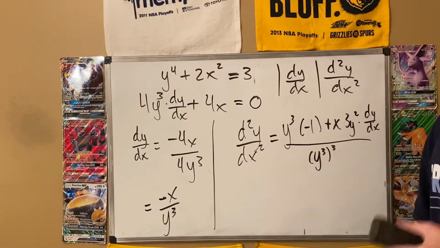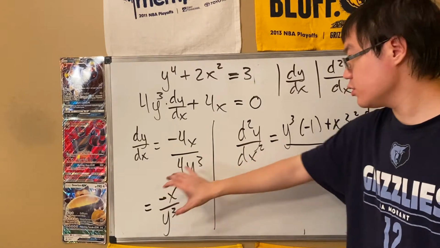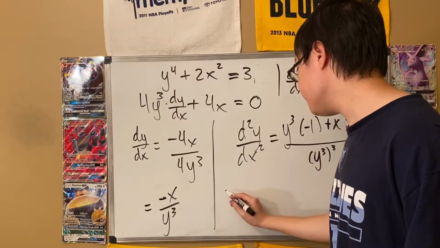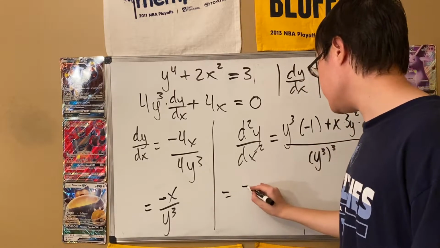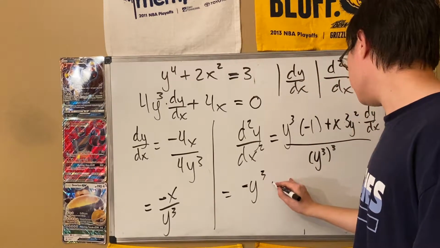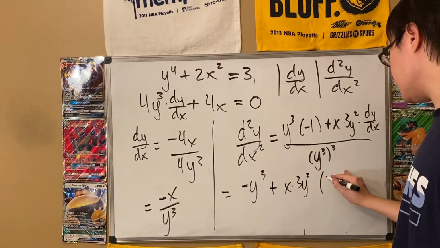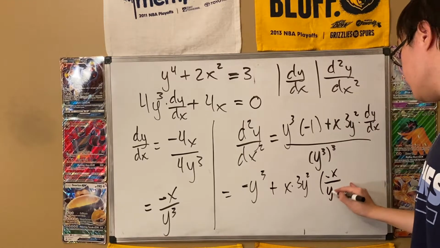Sometimes when this is a multiple choice question, they're going to replace this dy/dx with what it is. So we can simplify a little bit. Looks like this is just negative y cubed on the top here. Then we have x cubed times 3y squared times negative x over y cubed.